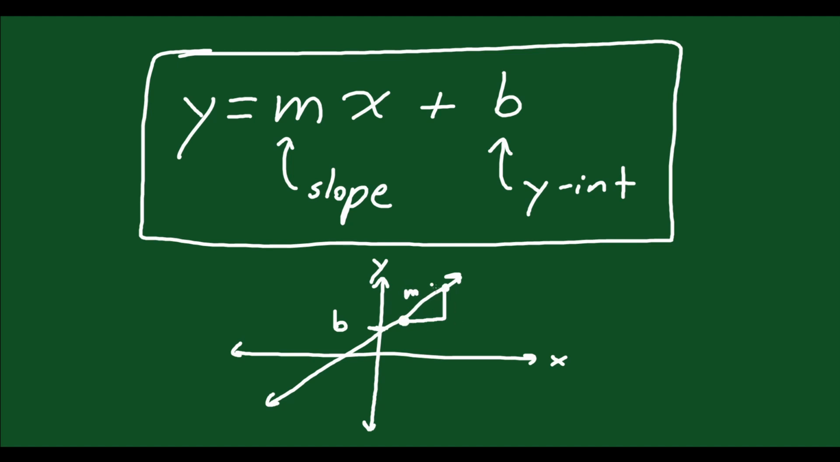If you can find those 2 pieces of information from a graph, from an actual drawing or sketch of a graph, then you can create the equation. And the opposite's also true. If you have the equation, you can make the graph because you know the y-intercept and you'll know the slope.